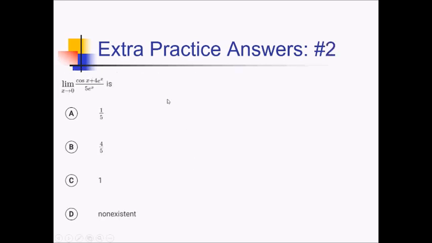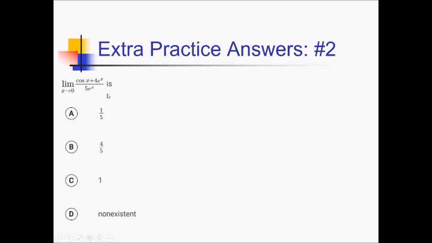For this problem, we're trying to find the limit as x approaches 0 of this crazy-looking function. Now the key on this is that this function is comprised entirely of continuous functions. Cosine is defined everywhere, so is e to the x. In fact, e to the x is also positive everywhere. So we're pretty much guaranteed that we're not having 0 in either the numerator or the denominator.